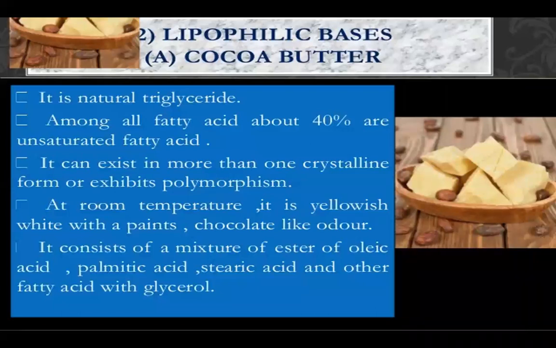Lipophilic bases include cocoa butter. It is a natural triglyceride. Among all fatty acids, about 40% are unsaturated fatty acids. It can exist in more than one crystalline form, or exhibits polymorphism. At room temperature, it is yellowish white with a chocolate-like odor. It consists of a mixture of esters of oleic acid, palmitic acid, stearic acid, and other fatty acids with glycerol.